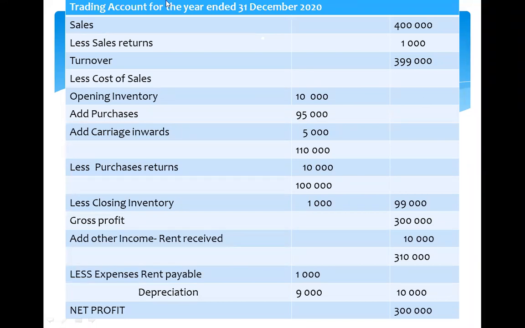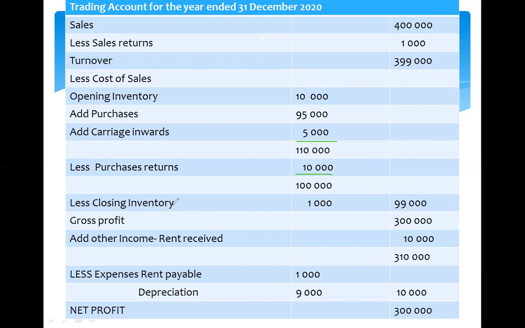Let me take this to this side. We are going to put a line on this one again, where we get a total of 110. We less our purchase returns. Purchases are goods bought for resale, but we can have a situation whereby we return some of the goods. We call them purchases returns. So 110 minus 10, we get 100.